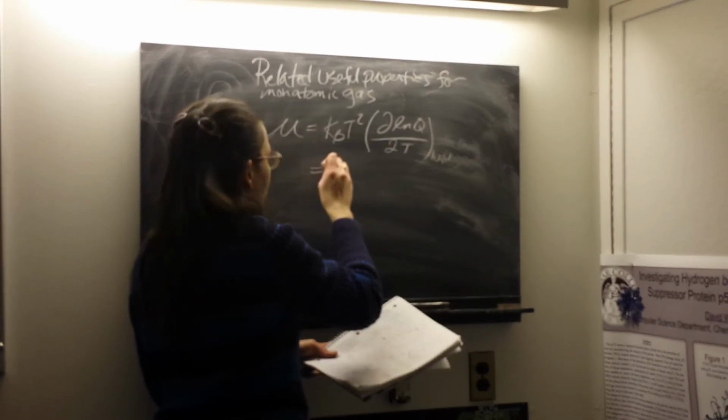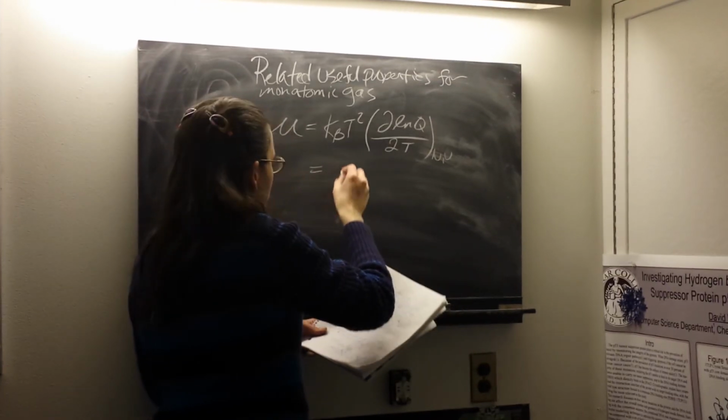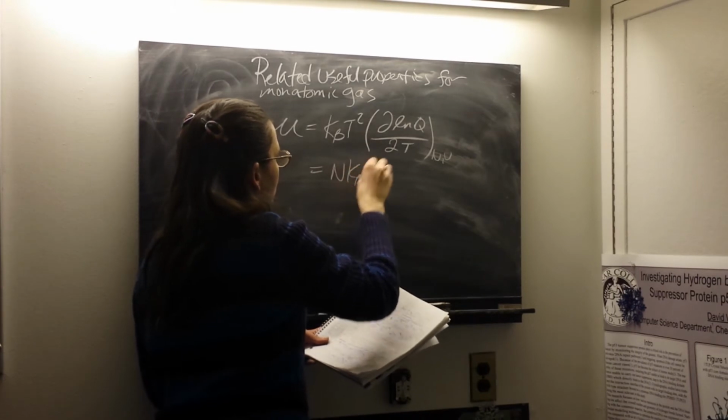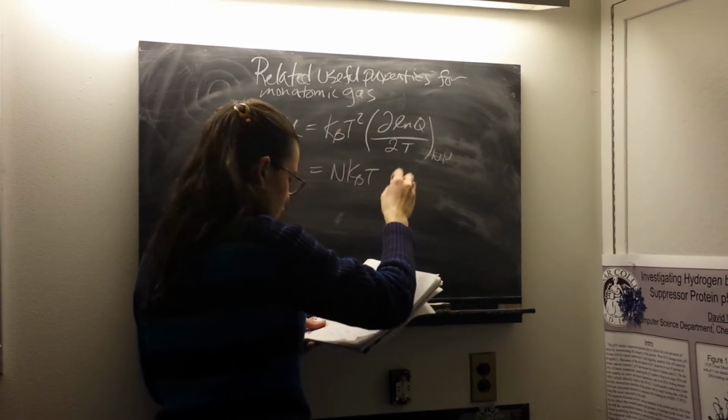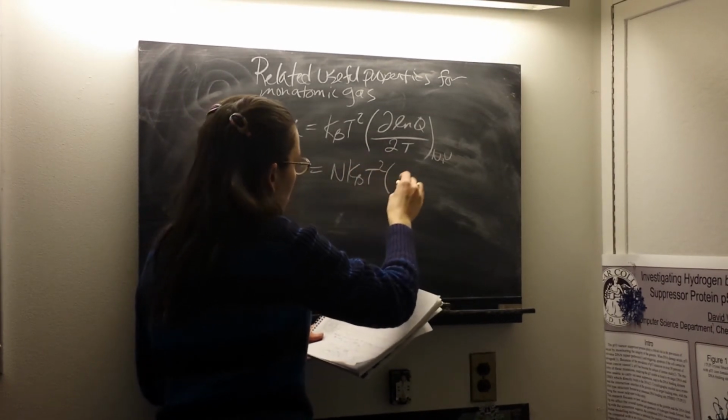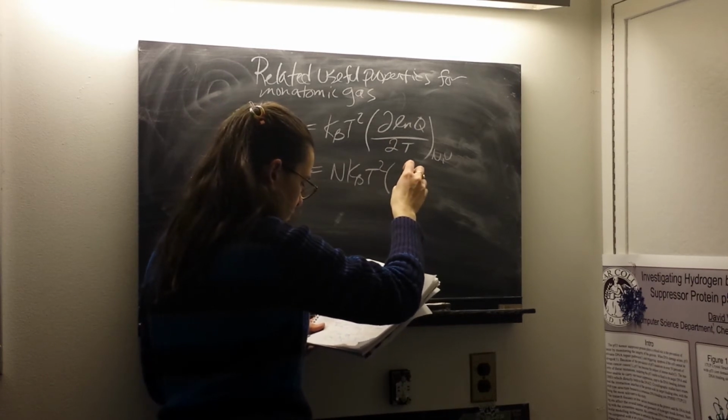This is actually equivalent to N kBT squared, and this has the derivative d ln q.